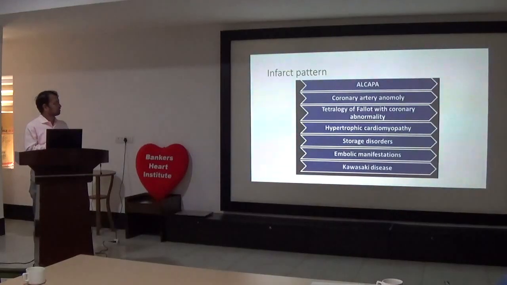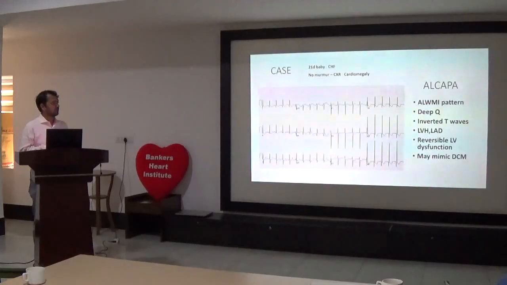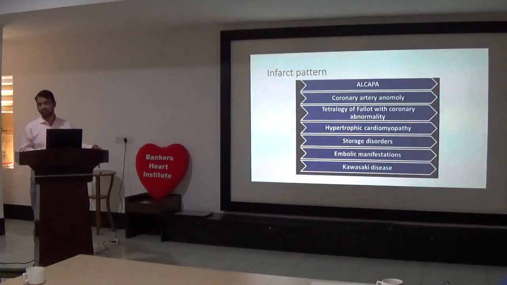There are various diseases that mimic the infarct pattern in children, including ALCAPA, coronary artery anomalies, tetralogy with coronary artery abnormalities, hypertrophic cardiomyopathy, coronary disorders, embolic manifestations, and Kawasaki disease. So whenever we get a child with an infarct pattern ECG, we should evaluate for these conditions.